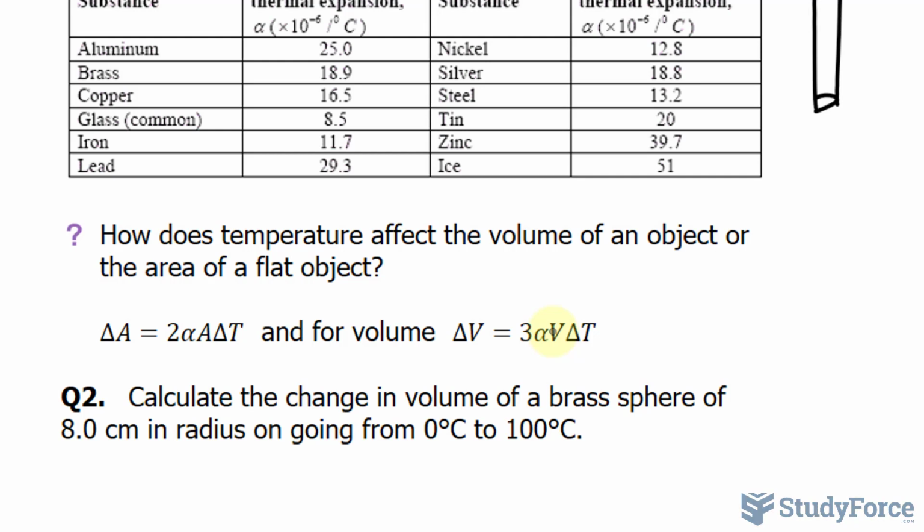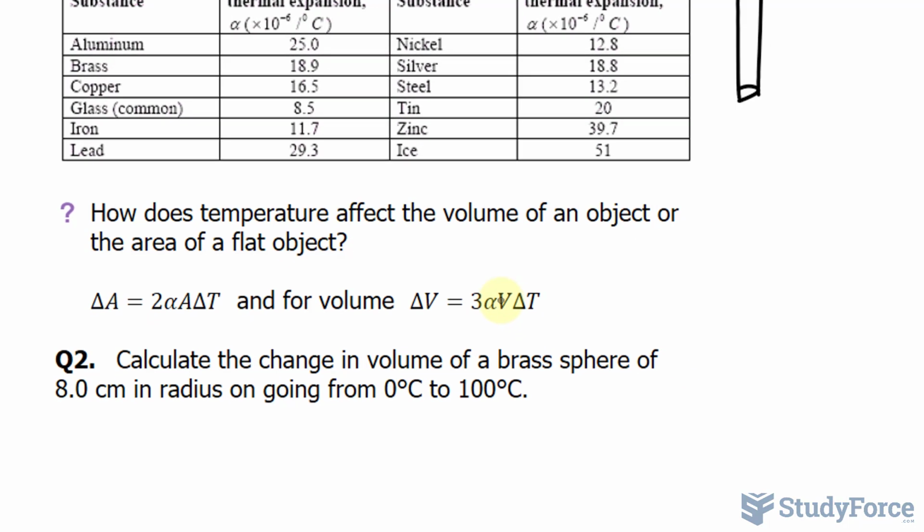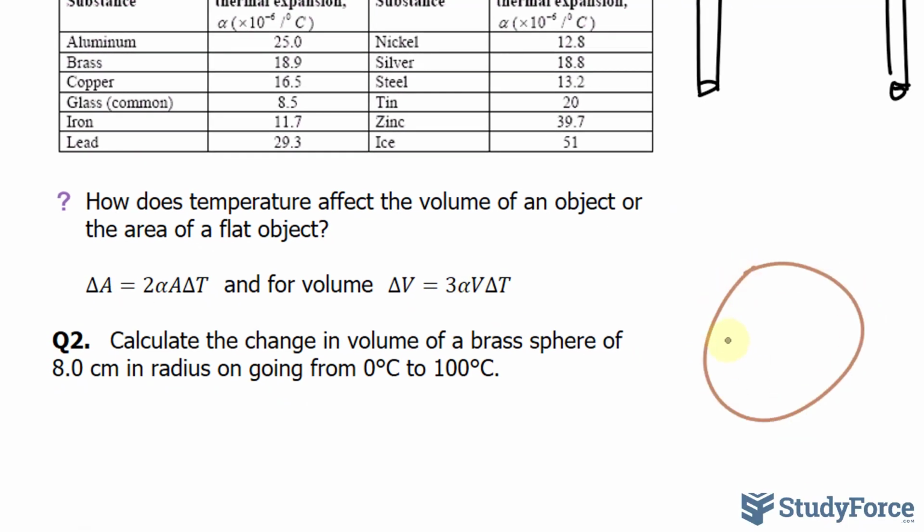So question 2 asks, calculate the change in volume of a brass sphere of 8.0 centimeters in radius on going from 0 degrees to 100 degrees. So here is our sphere, and I'll try to give it a 3D effect for you. And we want to know what the change in volume is from 0 to 100. Okay, let's use that formula.